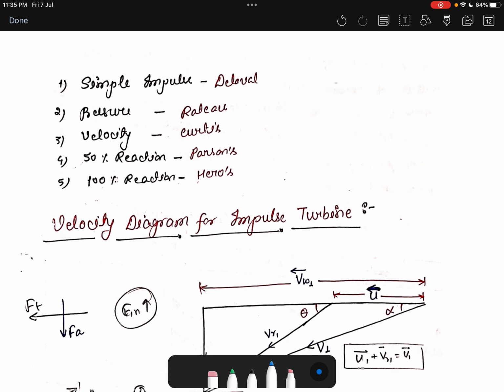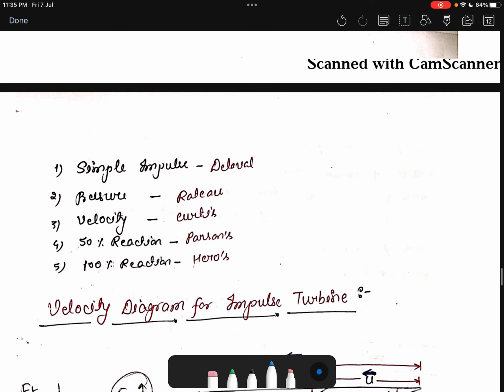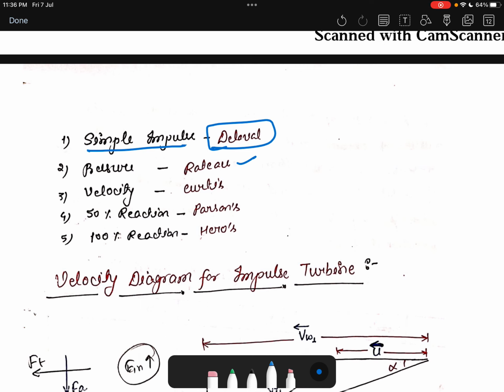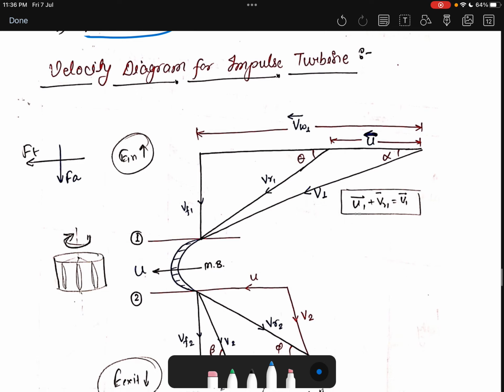We will use that momentum or power for a long time. So we can say that a simple turbine for a single stage is called the De Laval turbine, pressure compounding is called the Rateau turbine, velocity compounding is called the Curtis turbine, the 50% reaction turbine is called the Parsons turbine, and the 100% reaction turbine is called Hero's turbine. We'll study further. Okay, now we will see the velocity diagram for the impulse turbine.